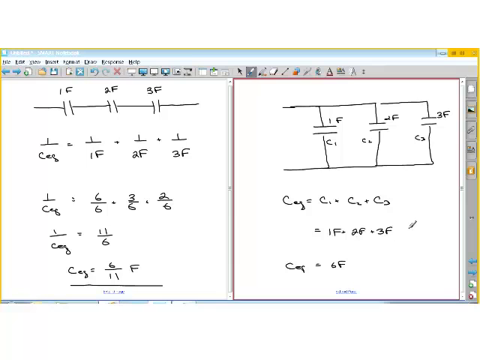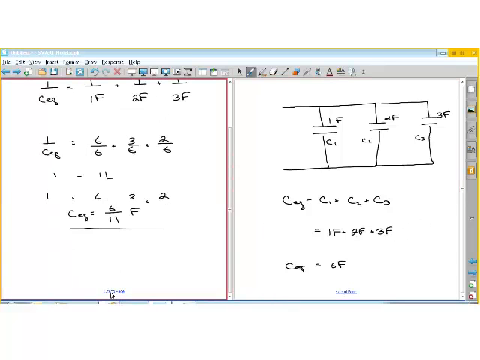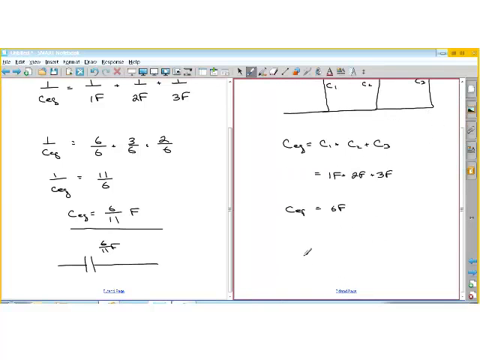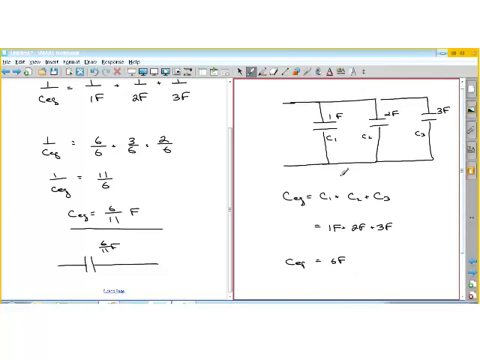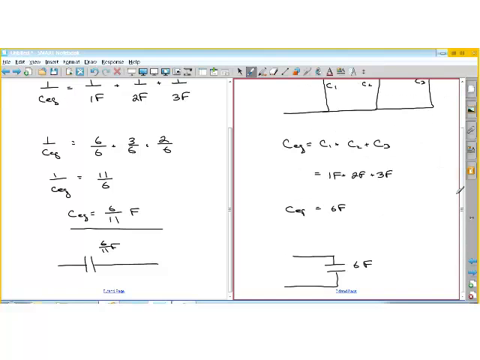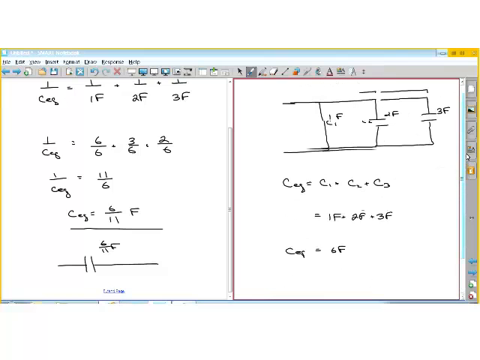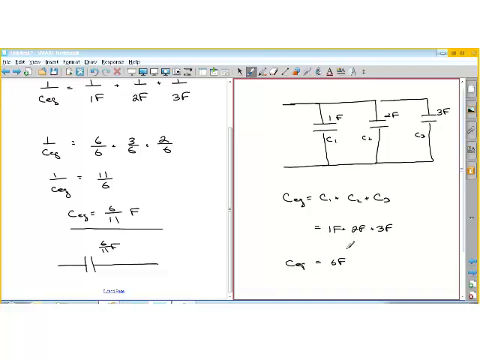So like in the previous example, we could replace those 3 with one capacitor that has a value of 6/11 farads. That would be the equivalent capacitance. Over here you can do the same thing. We can replace those 3 capacitors in parallel with one capacitor, which is going to have a value of 6 farads. And these 3 are going to behave exactly the same as the 1, or the 1 is going to behave exactly as the 3.